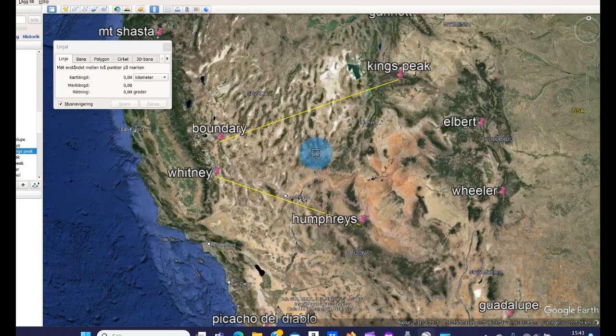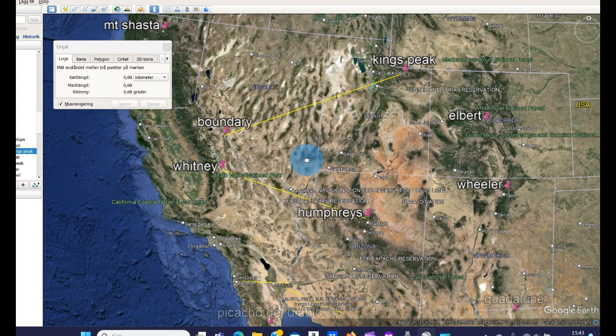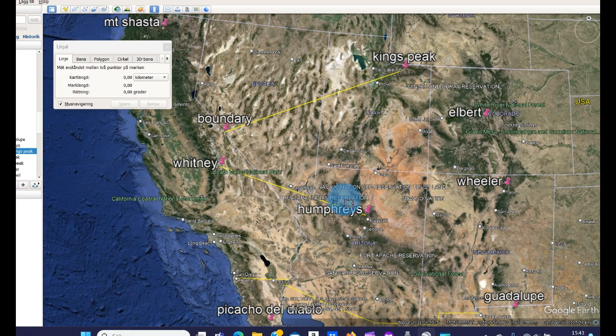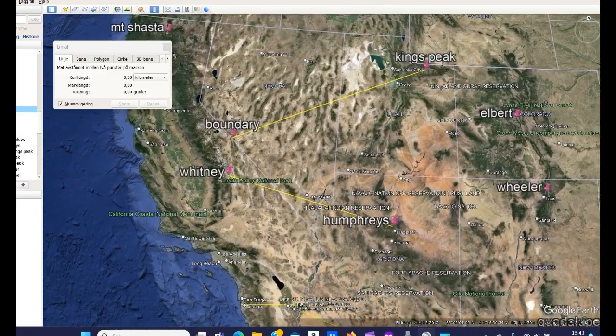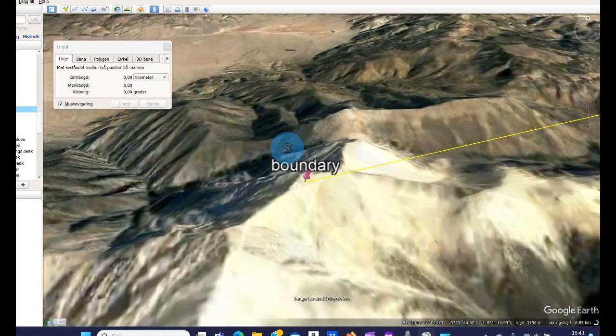If I zoom in a little bit, Boundary Peak in Nevada here, the highest mountain in Nevada. Boundary Peak to Kings Peak, Utah's highest mountain. And the other distance is then from Mount Whitney to Humphreys Peak. And the ratio here is Boundary to Kings Peak is as 2 kilometers, while Whitney to Humphreys is as 1 mile. So let's just measure first Boundary Peak to Kings Peak in kilometers.